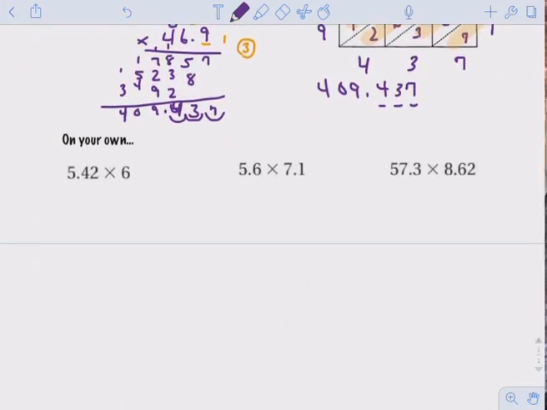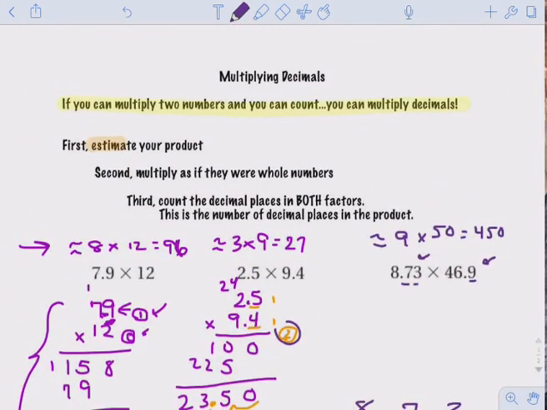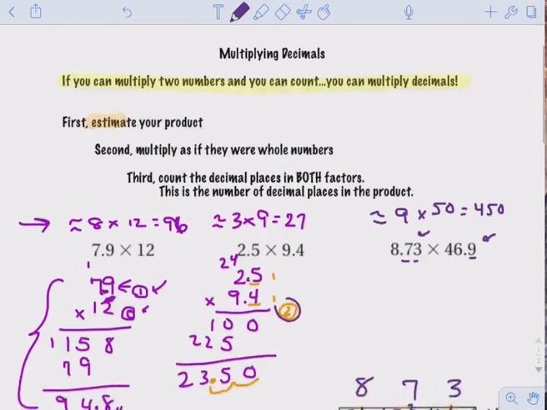Now here are the 3 that I want you to do on your own. Okay, 5.42 times 6, 5.6 times 7.1, and 57.3 times 8.62. Try them out. You get the information right here. First, estimate your product. Second, multiply as if they were whole numbers. And third, count the decimal places in both factors. That is the number of decimal places in your product.